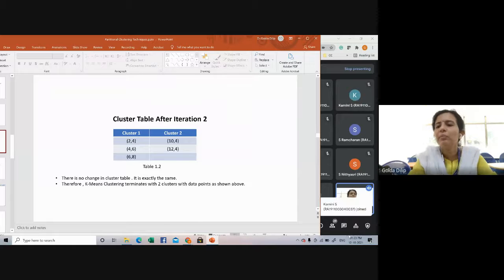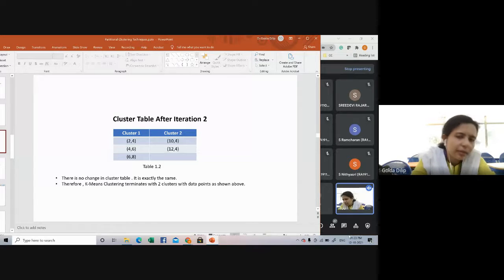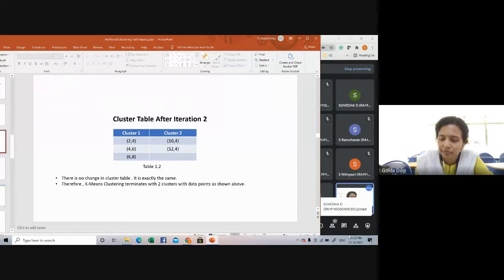So does anyone remember what was k-means clustering? Ramcharan, do you remember what was k-means clustering? Yes or no? At least tell me a no. No way. Okay, so nobody wants to respond from this class.